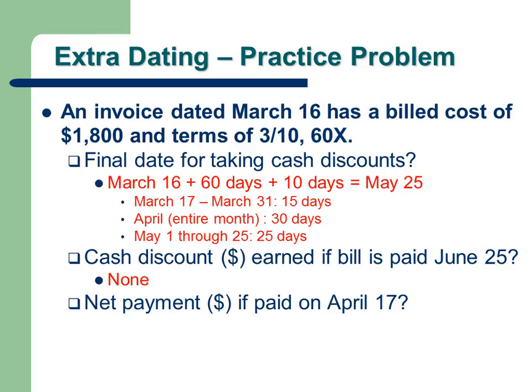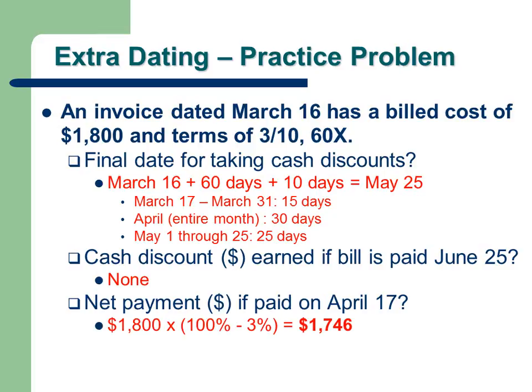Since the last cash discount day is May 25th, if you pay the bill on June 25th, that's 1 month after the last cash discount day. So you're not going to be able to get any cash discount, right? So the dollar amount for cash discount if you pay on June 25th will be 0.